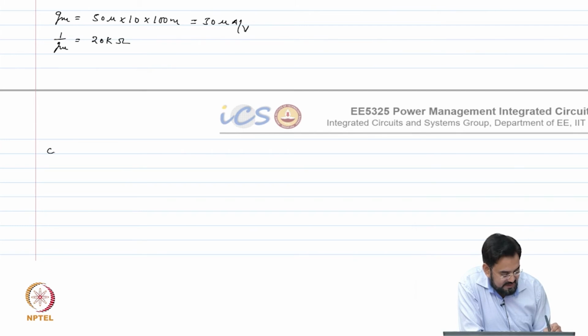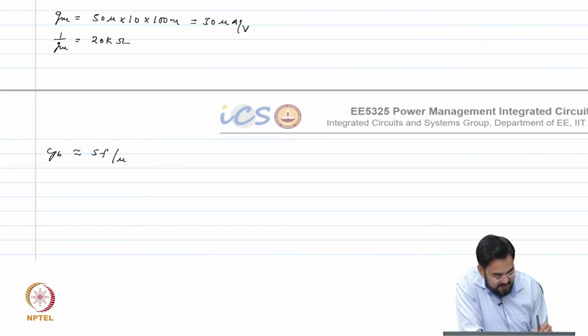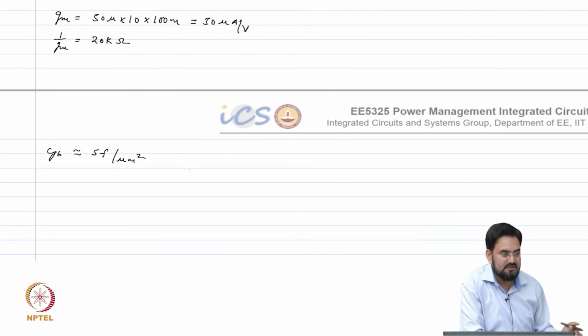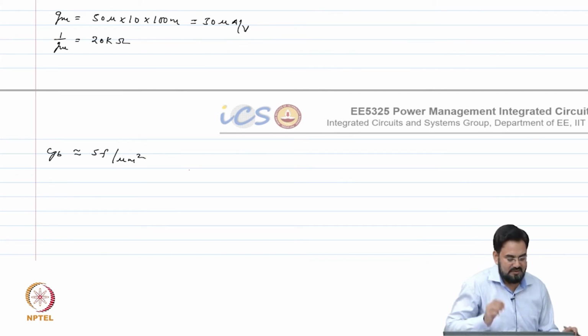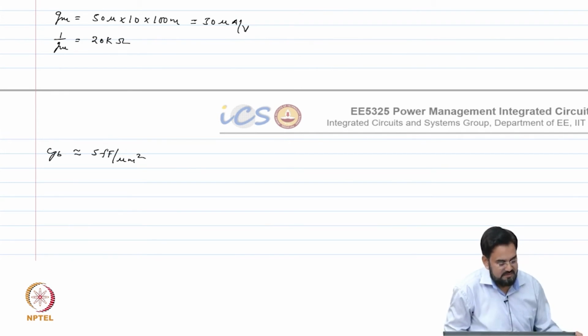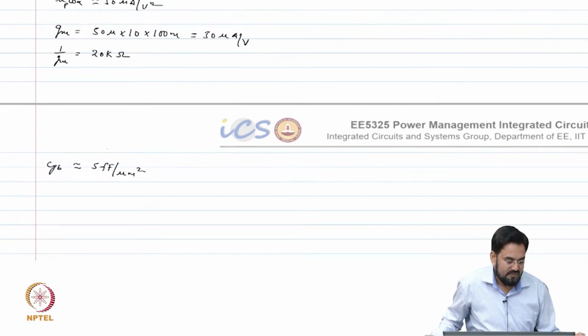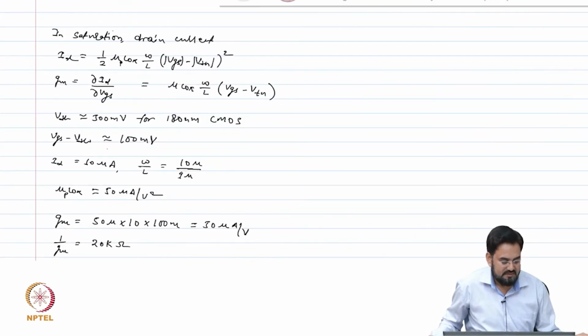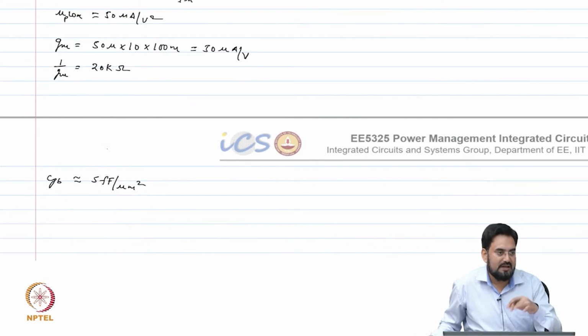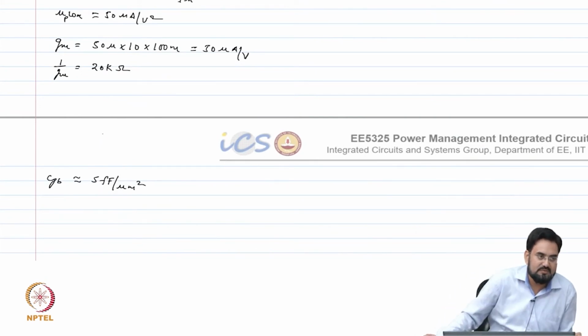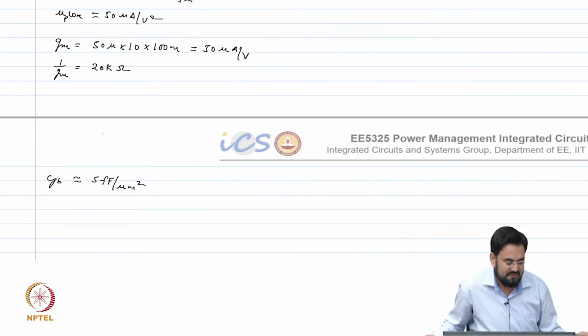so C gate, or C gate to bulk, is roughly 5 femto per micrometer square. It's not a very accurate number, but when you start your simulation you can find it. I think it's 6.5 or so, but I am just putting a rounded off number, 5 femto. Now you know the area. I am ignoring the overlap cap because that is going to be smaller, roughly less than 1 femtofarad. So, 10 multiplied by this.